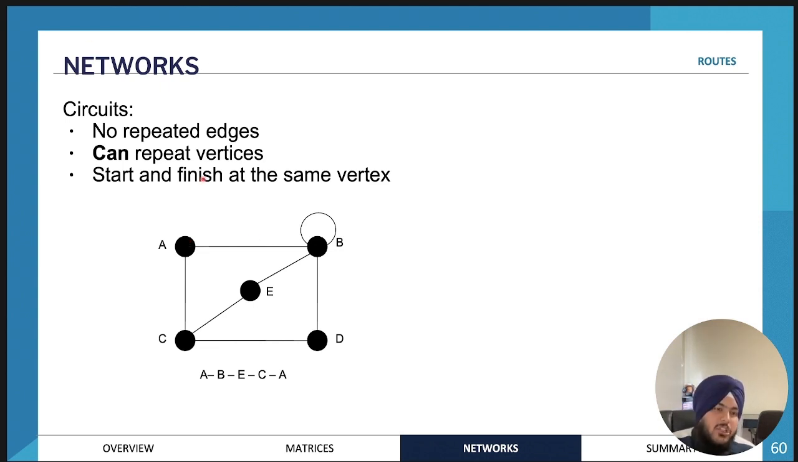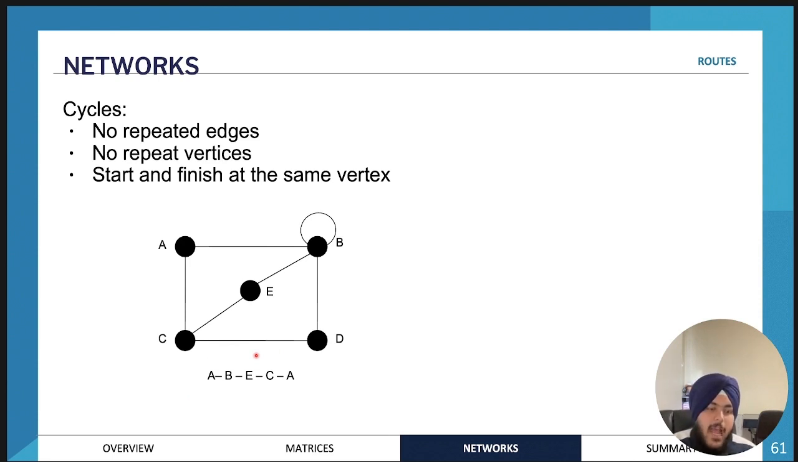So a circuit is essentially, therefore, just an example of a path. Sorry, therefore it would be an example of a trail. So you're not repeating any edges, but you can repeat vertices. But you need to start and end at the same vertex.